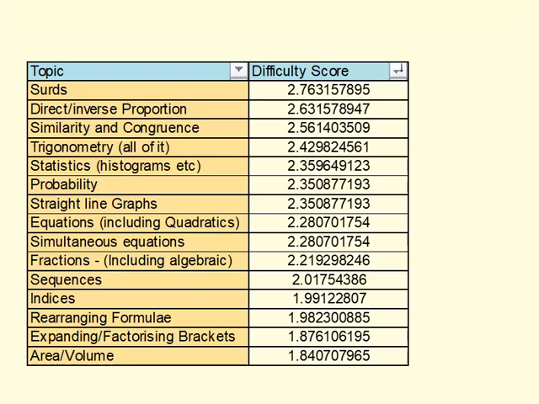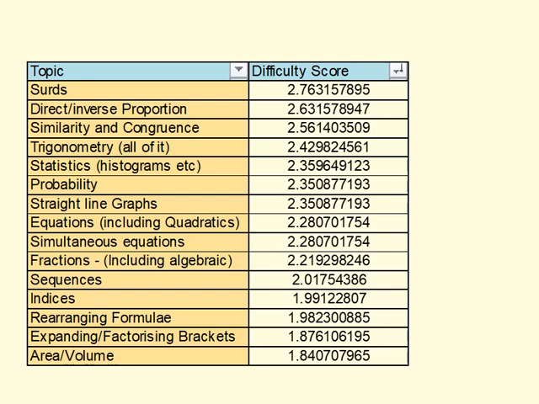First of all, just a quick update on the reason why I want to do this topic. On the survey, direct and inverse proportion came out as second, but because we've only recently done that topic, I want to give ourselves a little bit of a break before we go back and revisit it. So I want to look at similarity and congruence, which is one of the topics that you started just before the lockdown. So we're going to do similarity this week, congruence the week after, and then direct and inverse proportion the week after that.